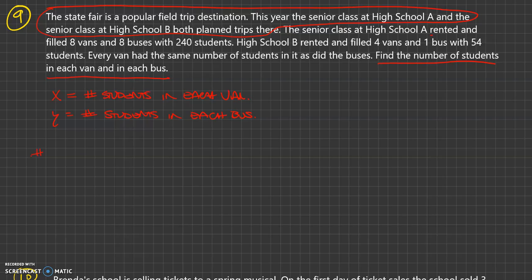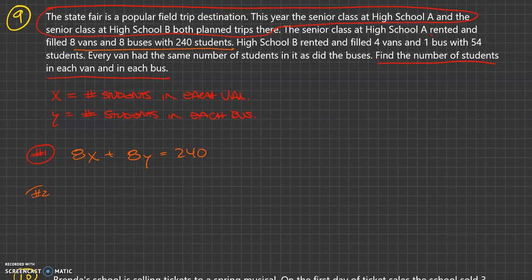So the first thing we need is an equation. We have two unknowns, so I know that I'm going to need two equations. Let's just go with the first data they gave us. So this will be 8 vans, 8x, and 4 buses, 4y, equals 240 students. Again, x is the number of students in each van. If I've got 8 vans, I need to know how many students are in there because it's going to help me add up to 240. And the same thing with each bus.